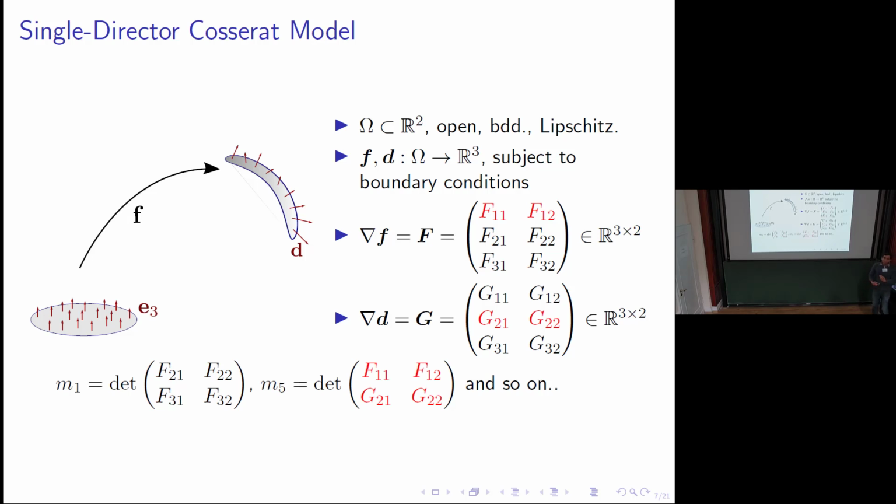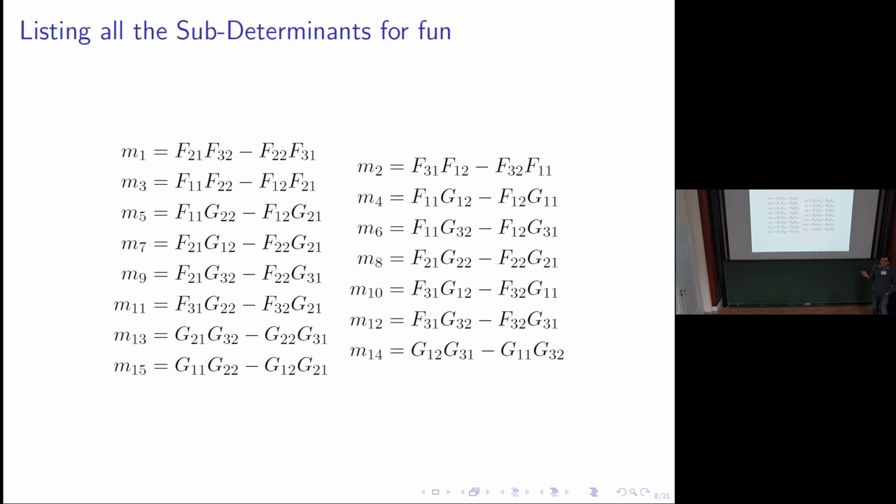And there are 6 choose 2 different ways of doing this. 6 choose 2 is 15. I listed them all out for fun. So we have 15 different subdeterminants.